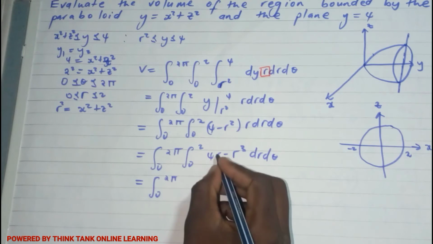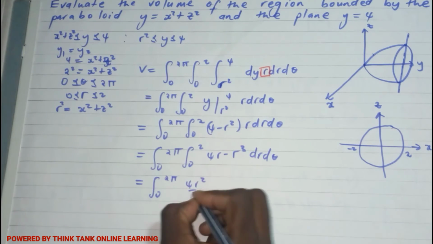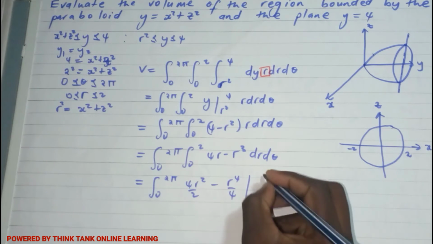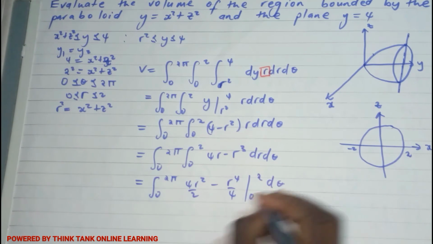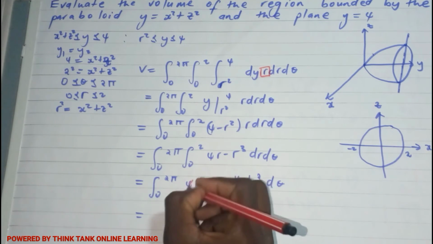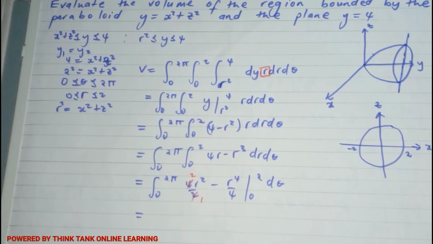Now if we integrate, we're going to get 4r squared over 2 minus r to the power 4 over 4, from 0 to 2, d theta. Now, upper bound minus lower bound: here we can say 2 times 2 divided by 2, so we're going to get 4. 2 times 2 is 4. We just say 2 into 4, so you're going to get 8.